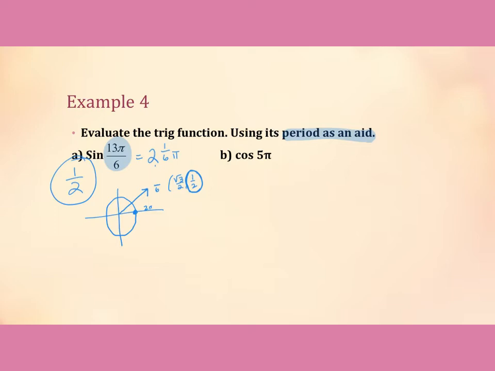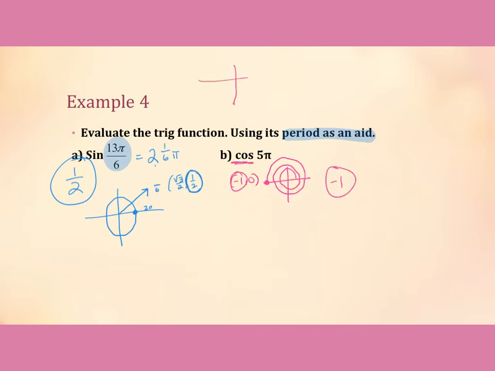Look at B. B says cosine 5 pi. So I could take the time to go around my circle 1 pi, 2 pi, 3 pi, 4 pi, 5 pi, and end on the left. And I know that that coordinate point is negative 1, 0. Grab the cosine, which is the x, and I get negative 1.